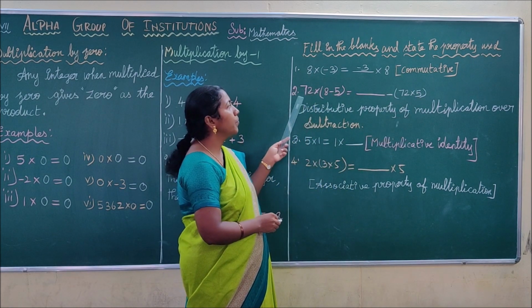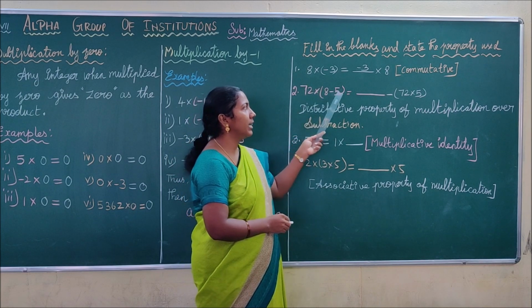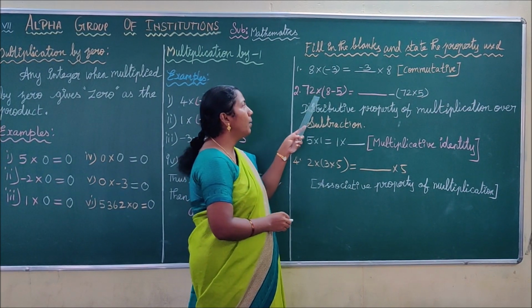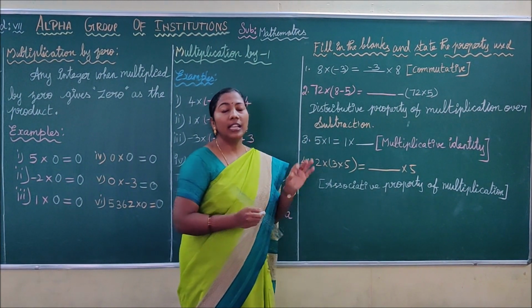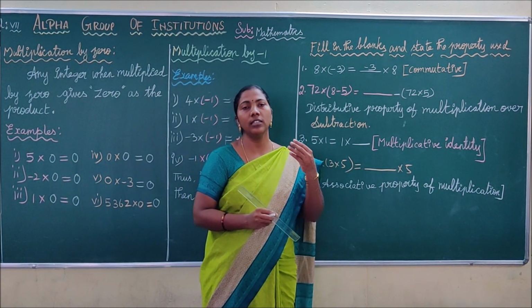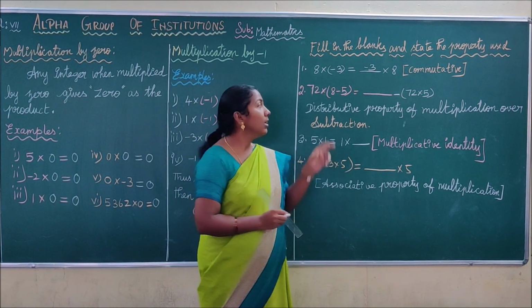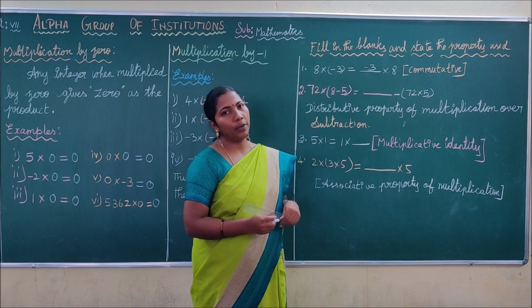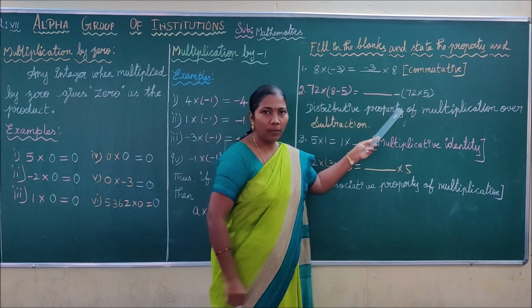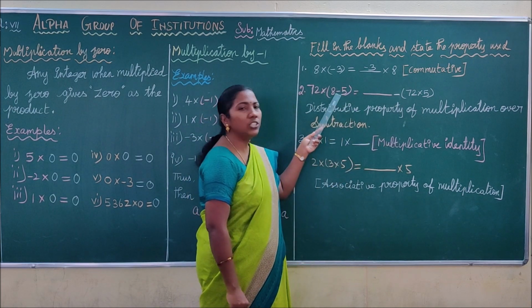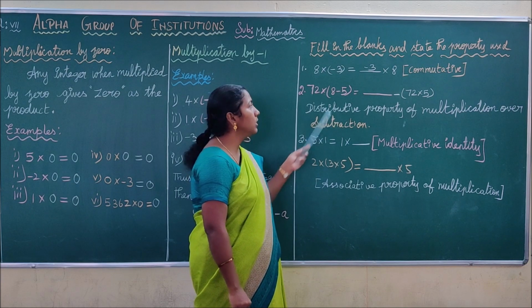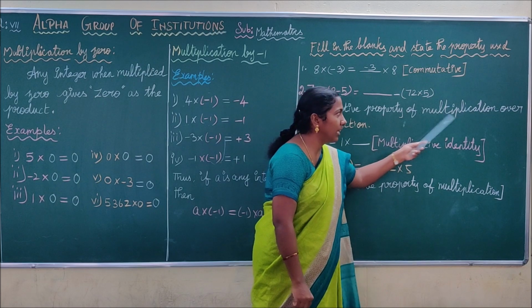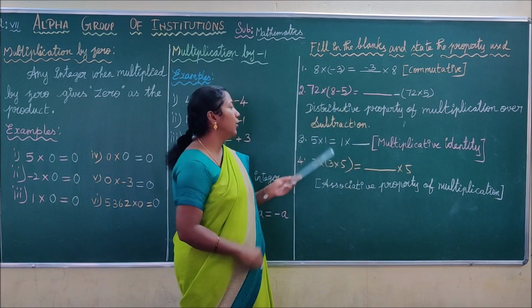Okay. Next, see here. 72 into 8 minus 5. How many elements are here? 3 elements. How many operations here? 1, 2. With 3 elements you would usually think associative. But here there are 3 elements but 2 operations. So it is the distributive property. Yes. Distributive property of multiplication over what is the operation here? Subtraction. Suppose here we have plus, then you have to write distributive property of multiplication over addition. Very good.